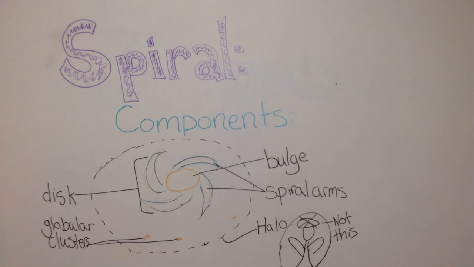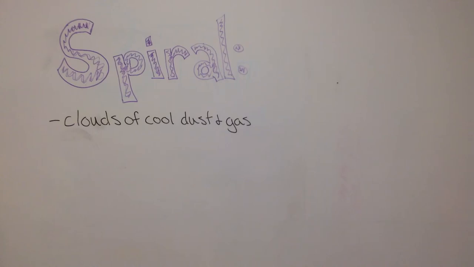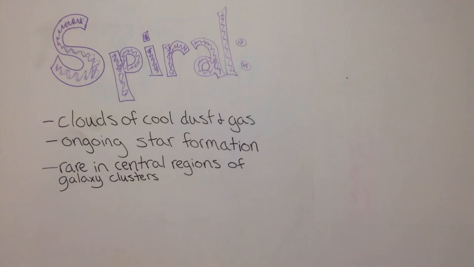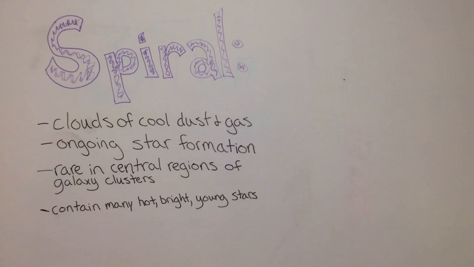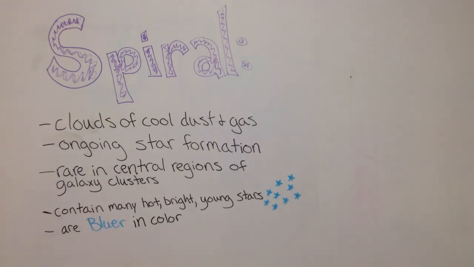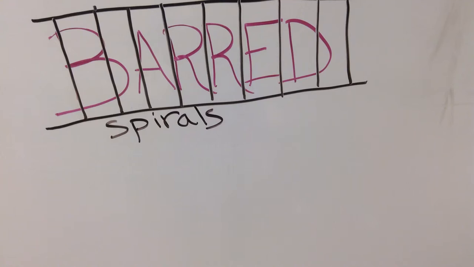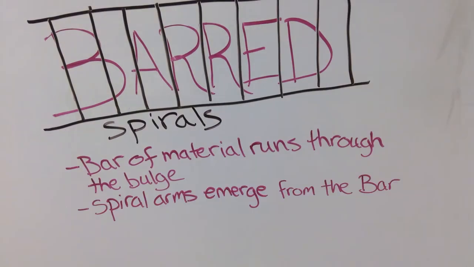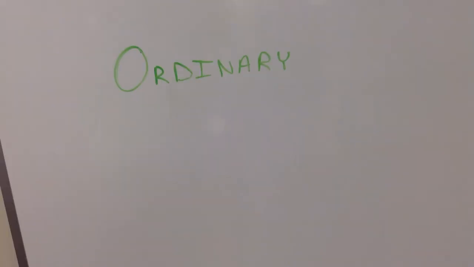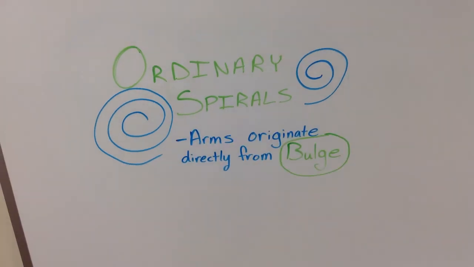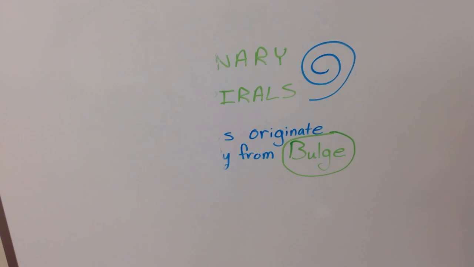Some characteristics: they contain abundant clouds of cool gas and dust, are rare in central regions of galaxy clusters, have significant ongoing star formation, have a flattened disk of stars, contain many bright hot stars, and are more bluish in color. There are also two types. In barred spiral galaxies, there is a bar of material that runs through the bulge that the arms emerge from. In ordinary spirals, the arms originate directly from the bulge. Both types are given classifications according to how tightly their arms spiral.